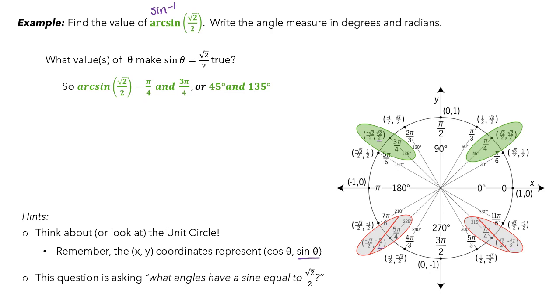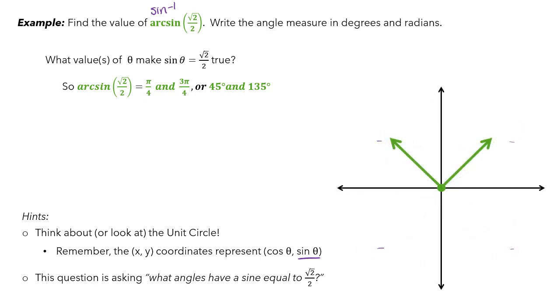Okay, so it seems like we've answered the question. We've solved this problem. But maybe not quite. So there's our angles that we've decided. Those are possible answers. But I want us to think about these as our terminals of those two possible answers. What about all of our various coterminal angles to these two angles?